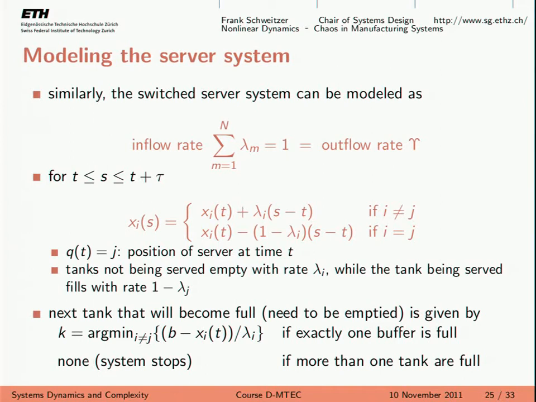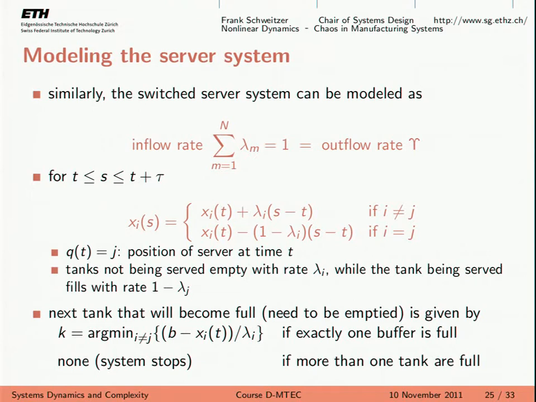Right? Otherwise the server would never be able to cope with all the buffers. If, let's say, the speed of the server was just lambda 1, then pretty much immediately there would be filled buffers that the server couldn't service, because it just can't empty the buffers fast enough. So what happens? This is the amount of liquid in buffer I, and J is the position of the server. So imagine if you have three buffers, 1, 2, 3, the possible J positions of the server would be 1, 2, 3. So if the server is currently servicing this buffer I, what would that mean?